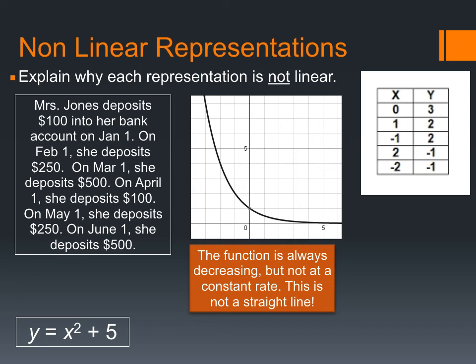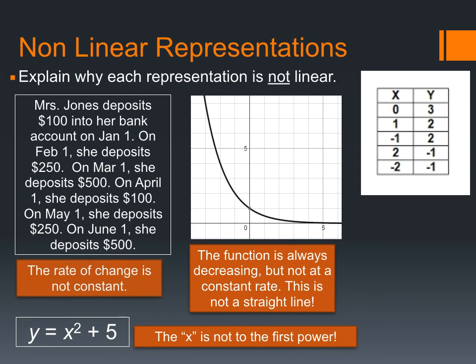All right, what about the equation? The x is not being raised to the first power. That's why this is not linear. If you scan the word problem, it doesn't seem like Mrs. Jones is depositing the same amount of money into her bank every month. So it's not constant. And let's figure out the change in y over the change in x in our table.